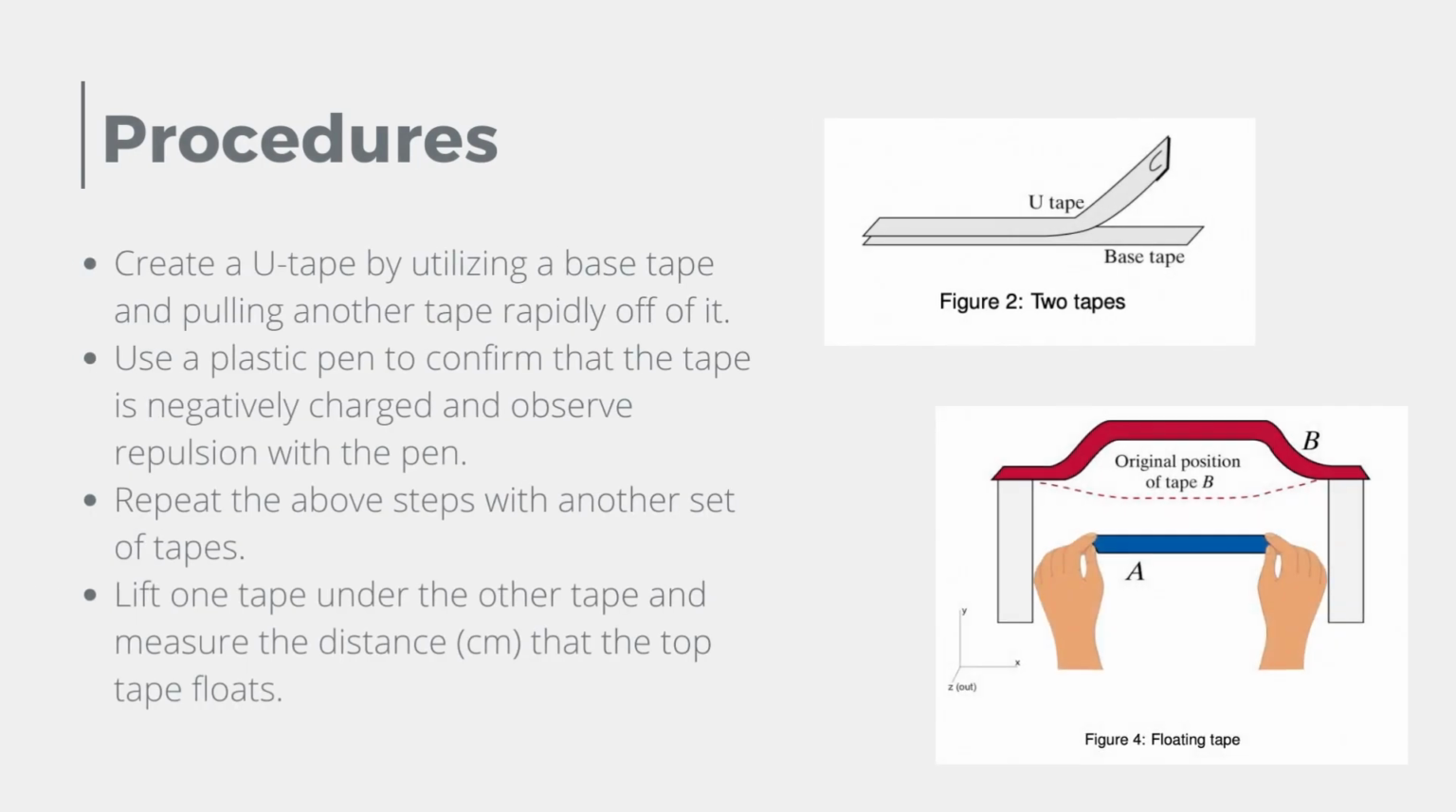The procedure of the lab includes creating a U-tape. To do this, you take two pieces of tape, set one as the base tape and place another tape on top of it, then quickly take it off. To make sure that the tape is negatively charged, use a plastic pen and observe repulsion. Now repeat those steps with another pair of tapes. Finally, hover one of the U-tapes over another and measure the distance of separation. This value was 1.8 centimeters.